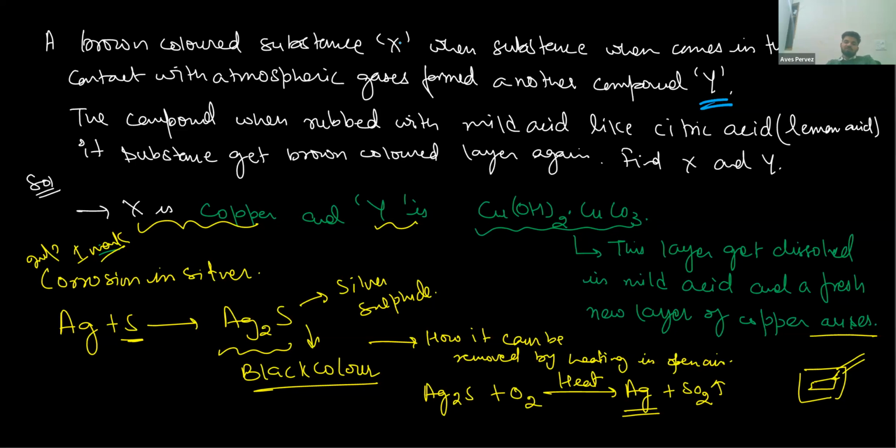Okay. Now moving to the next part, silver. When silver gets corroded, it forms a black layer of silver sulfide. This is black colored silver sulfide, and it can be removed when you heat it.